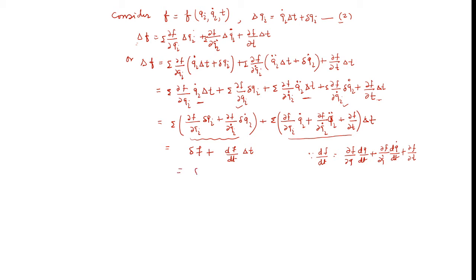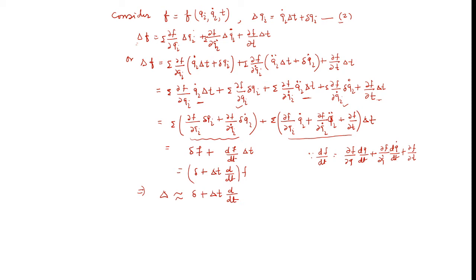So I may write it as delta plus delta T d/dt operating on F. So I get a relation between two deltas, if your function f is a function of generalized coordinate, generalized velocity and time. Now we will use this relation to prove the principle of least action.